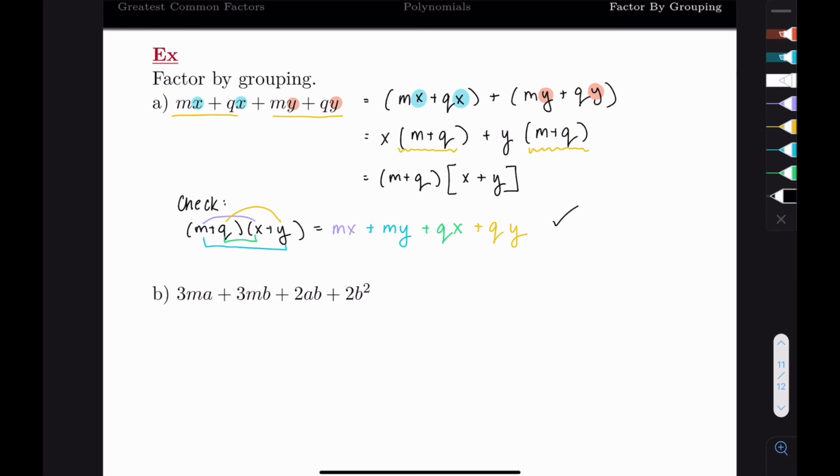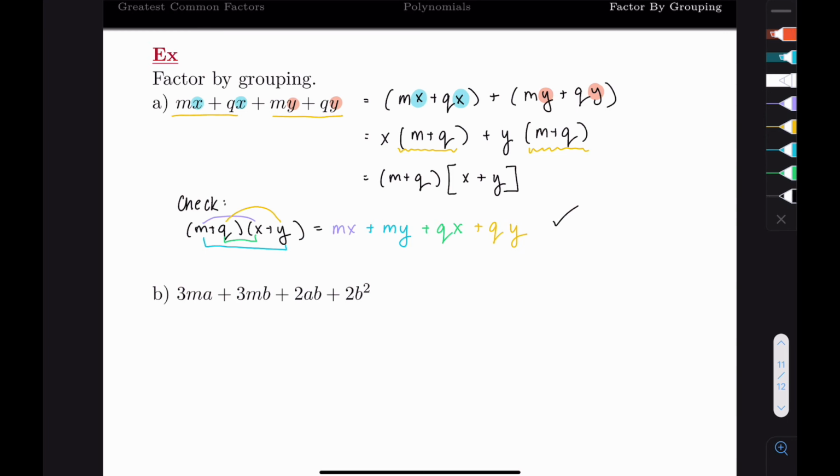Okay. So this is the thing you want to keep in mind with factoring by grouping. If you have 4 terms specifically, and nothing is in common to any of those 4 simultaneously, grouping is going to be the method that we want to use. So let's try another one.